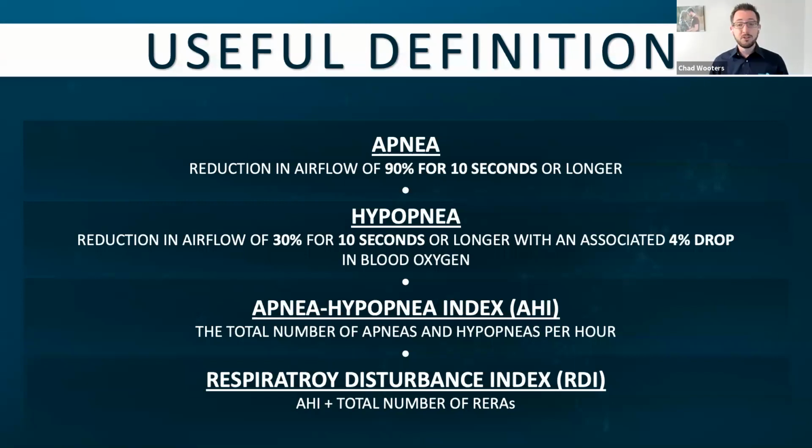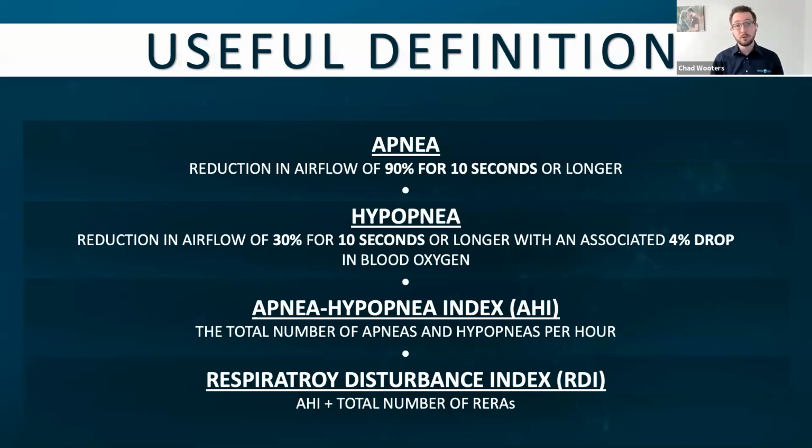Second definition is hypopnea. It's a reduction in airflow of 30% for 10 seconds or longer with an associated 4% drop in blood oxygen. When I talk to patients, I say this is when we almost stop breathing, and it causes the oxygen in our blood to decrease. Our sleep score, or AHI, is one of the typical measurements that we're going to see when patients come to us. This is where we take the number of apneas and hypopneas and average it out per hour. Our apnea-hypopnea index, or an index, is all the events that we had while we slept.